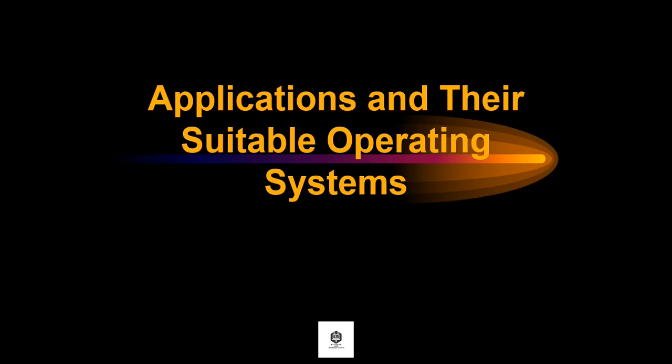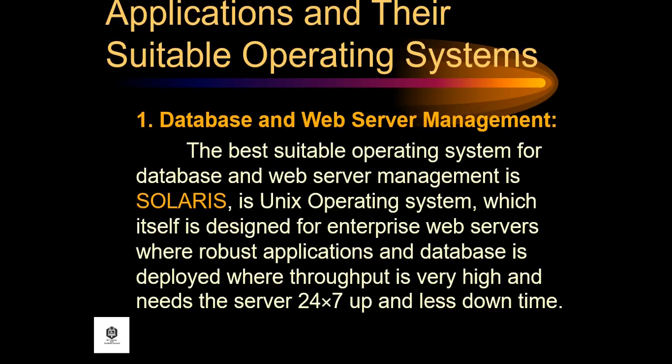So let's talk about the applications and their suitable operating systems. First, database and web server management. The best suitable operating system for database and web server management is Solaris. It's a Unix operating system, which itself is designed for enterprise web servers where robust applications and databases are deployed, where throughput is very high and the server needs to be up 24/7 with less downtime.